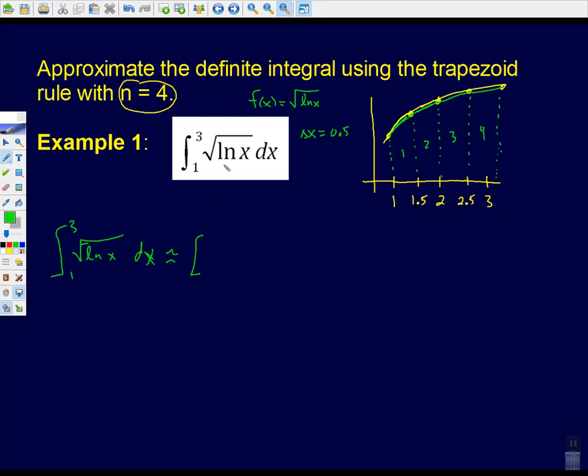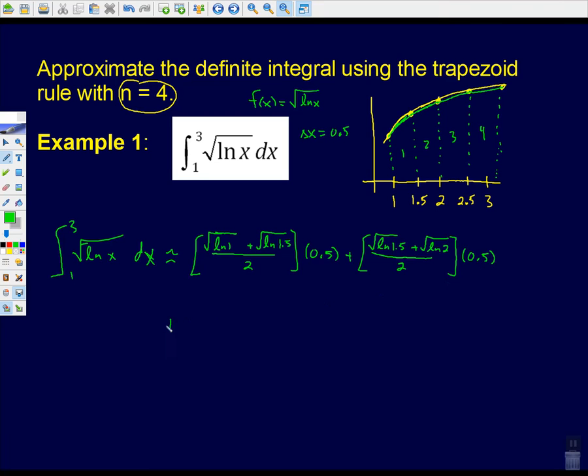Now, I could write this out in the form of the function here. The square root of the natural log of 1, plus the square root of the natural log of 1.5, divided by 2, and then the delta x is 0.5. For trapezoid number 2, the heights are measured at 1.5 and 2, so it's going to be the square root of natural log 1.5, plus the square root of natural log of 2, divided by 2, times the width, 0.5.